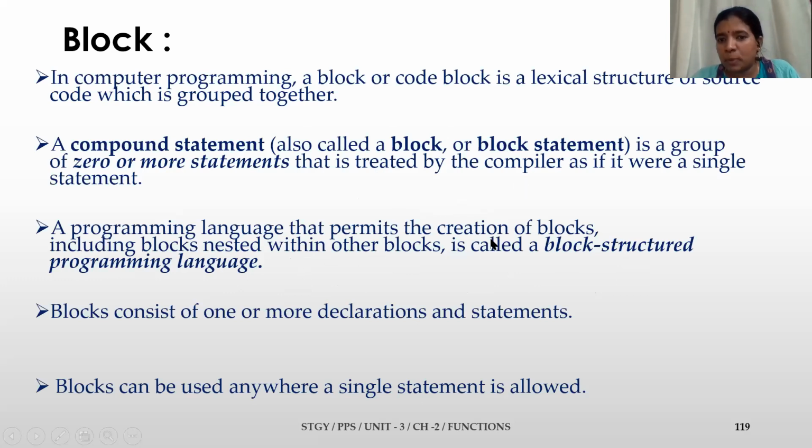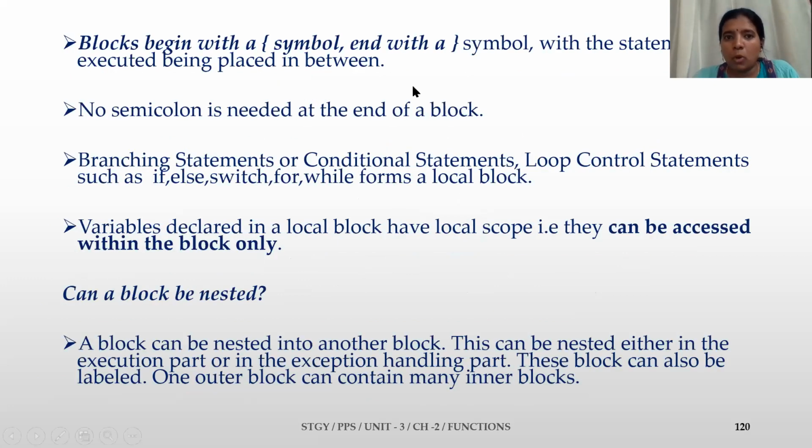A programming language that permits creation of blocks, including nested blocks, is called a block structured programming language. And essentially C supports all that, so you can call C a block structured programming language also. A block consists of one or more statements that will be executed. Blocks begin with an open brace and end with a closed brace, and will have statements inside that. No semicolon is needed for the end of a block. You need not terminate any block with a semicolon. Branching statements, conditional statements, loop, switch, etc. all of this will have blocks.